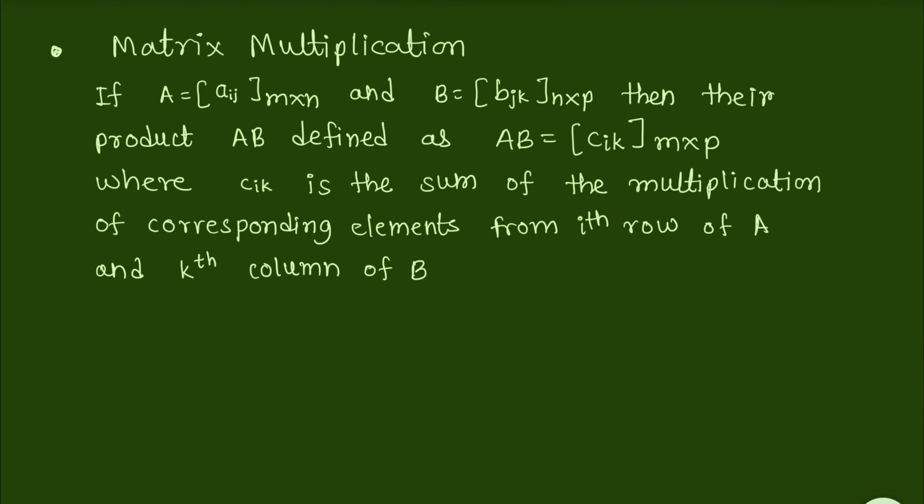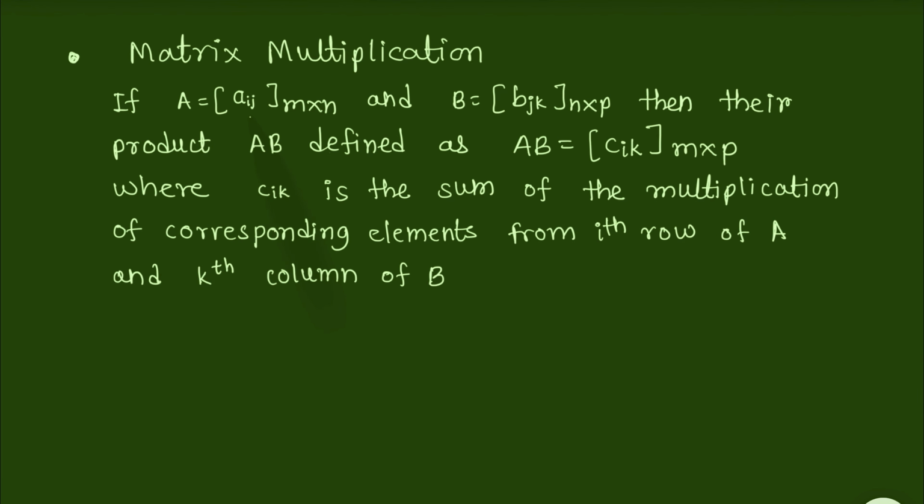Now let's find how actual multiplication is defined. If A is an A_ij, m cross n matrix and B is a B_jk, n cross p matrix, then their product AB is defined as AB equal to C_ik, m cross p, where C_ik is the sum of multiplication of corresponding elements from the ith row of A and the kth column of B.